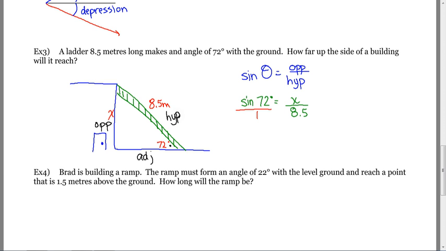Cross multiply because you want to get x by itself. 1 times x is x. And again, you should always put your number first before your angle. So let's do 8.5 times sine 72. Then on your calculator, you should get 8.1 meters. So it's 8.1 meters above the ground.